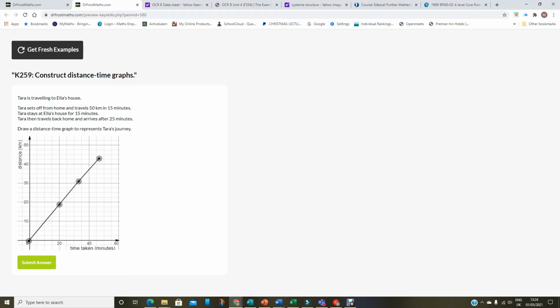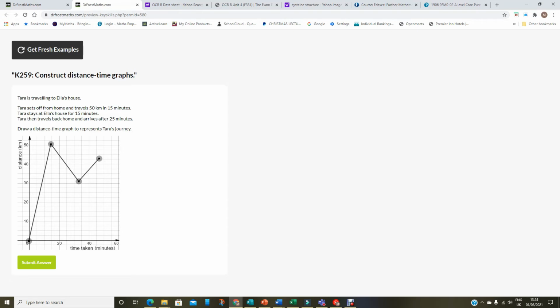So let's have a look at this scale down here. I've got 20 minutes making these 4 blocks up, so 20 divided by 4 is 5, so each of these blocks is worth 5. So 15 minutes will be 3 blocks. So I've got 15 minutes there, and it says she's travelled 50 kilometres. So that's going to take me right up there. 3 blocks along for the 15 minutes and then 50 kilometres.